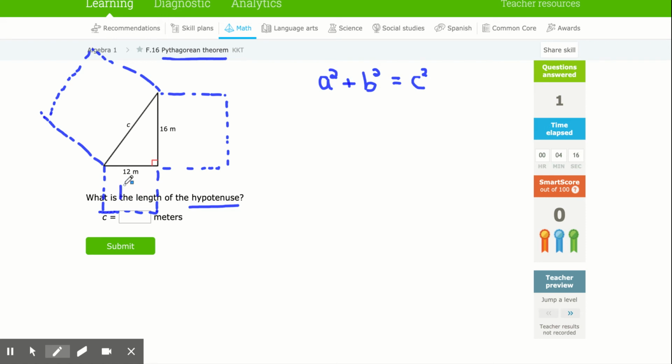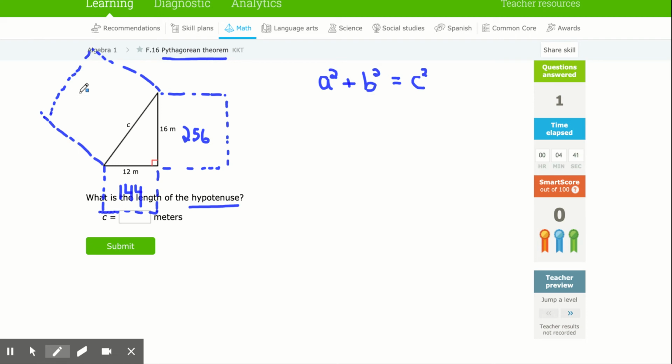It's going to be 144, because that's 12 times 12, because it's a square, length times width. What's the area of this one? 16 times 16, which is going to be a fairly big number. I'm not sure what it is. You can always use calculators. It's 256.